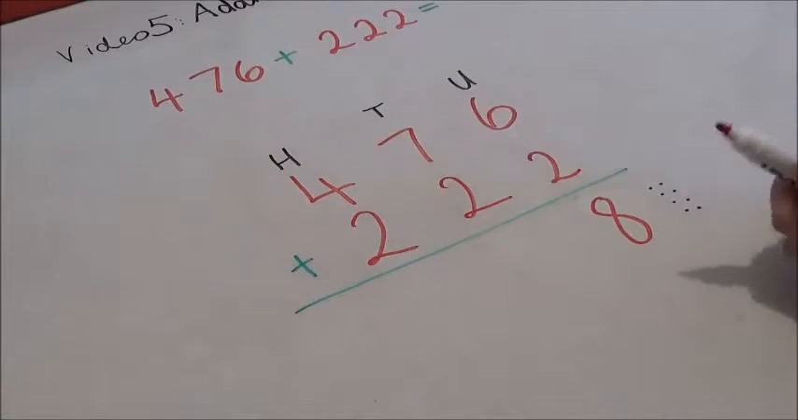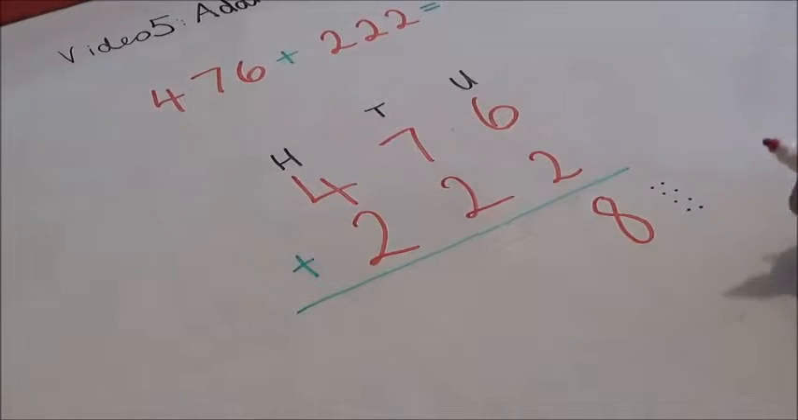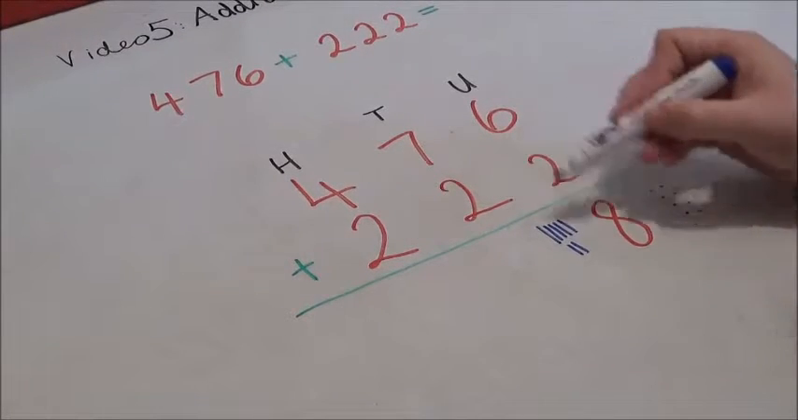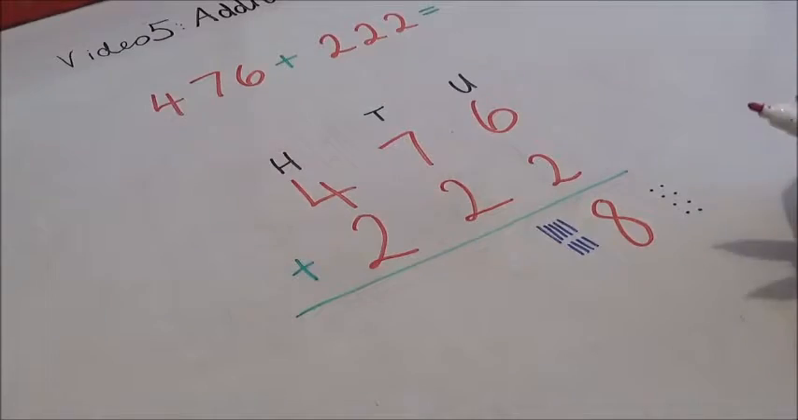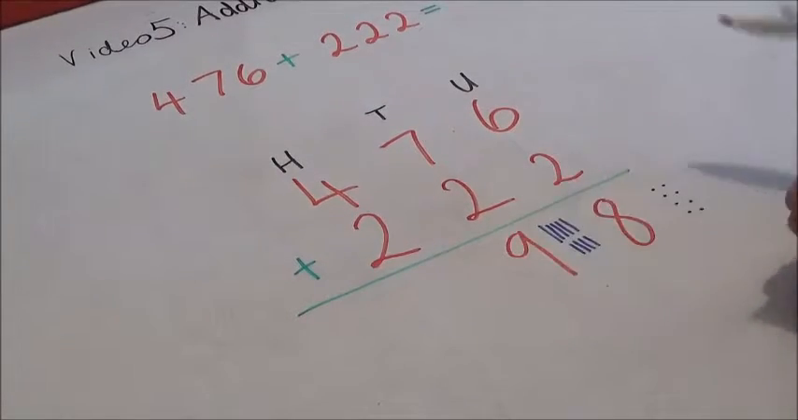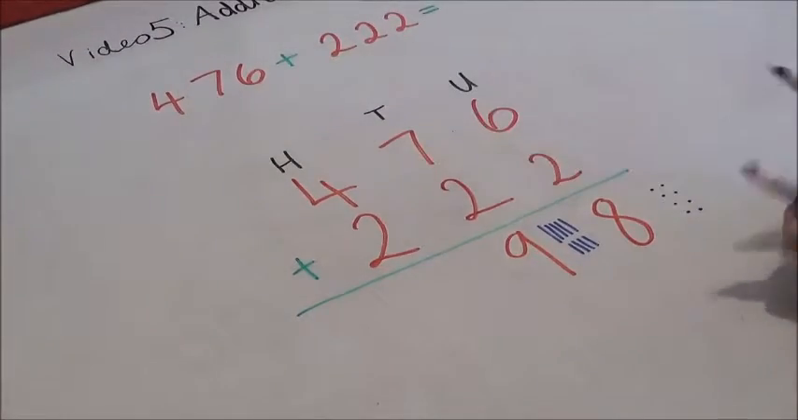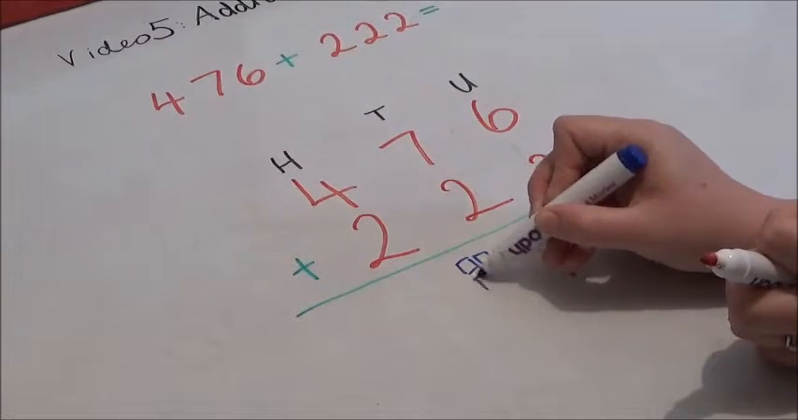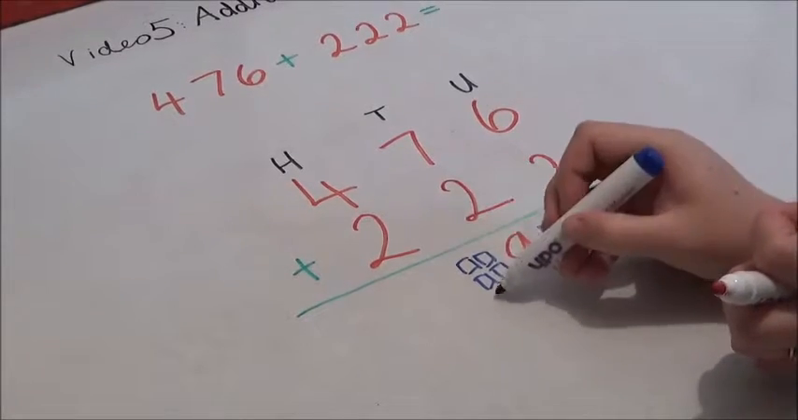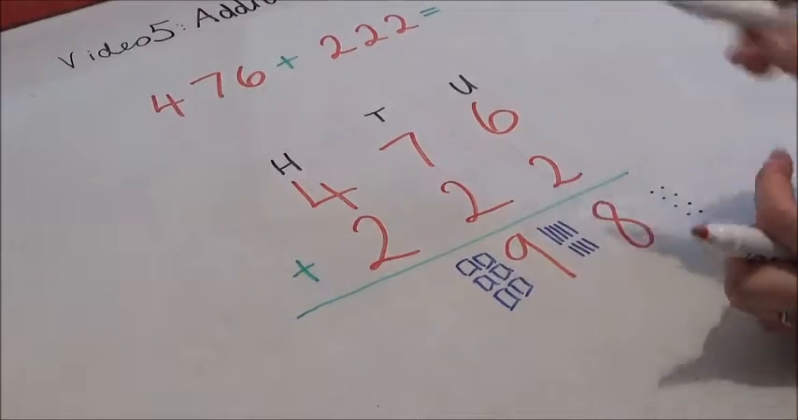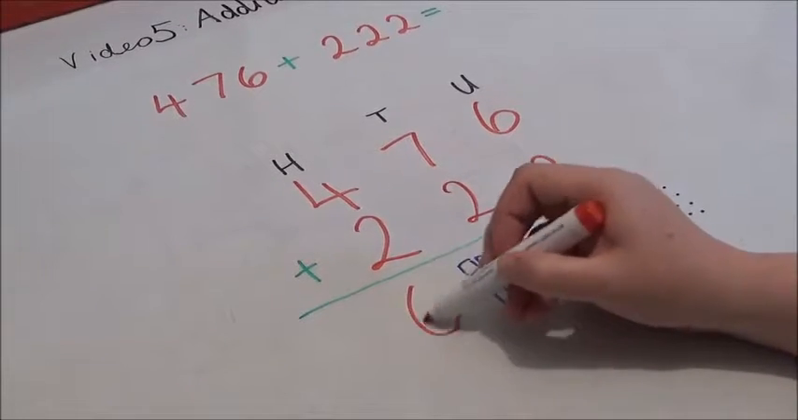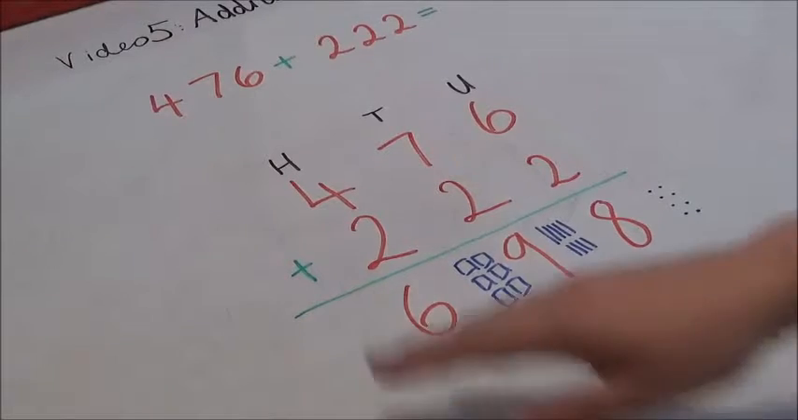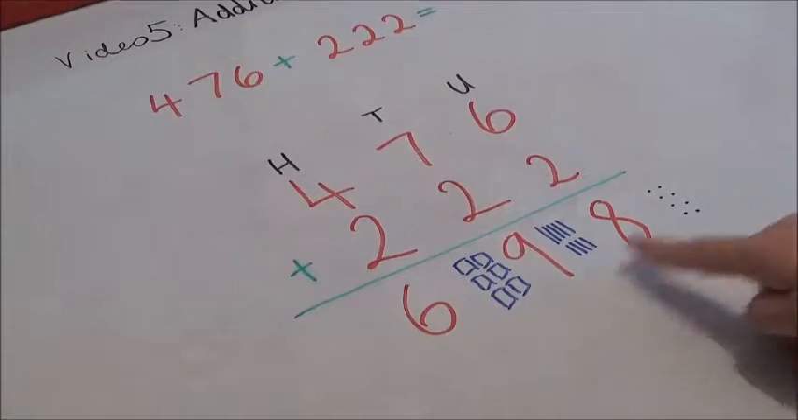Next column is my tens. 7 tens, let me draw this out, 1, 2, 3, 4, 5, 6, 7. Add 2 tens is the same as 9 tens. Moving on to my next column, I've got 4 hundreds, add 2 hundreds, and that's the same as 6 hundreds. So that's the same as 698.